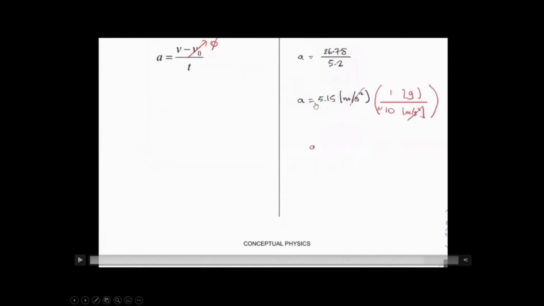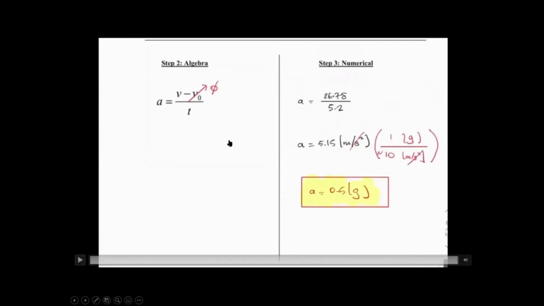Or what you can do is just move the decimal to the left. And that's the reason why I use an approximation of 10. So driving this car, when it's accelerating from 0 to 60 within 5.2 seconds, you will experience half a G.